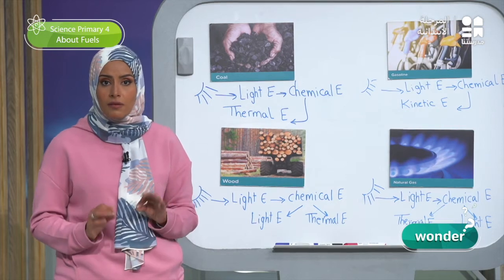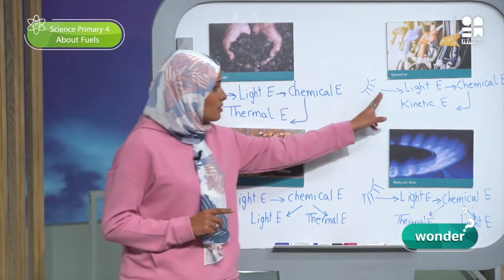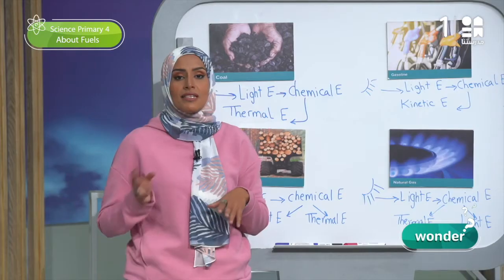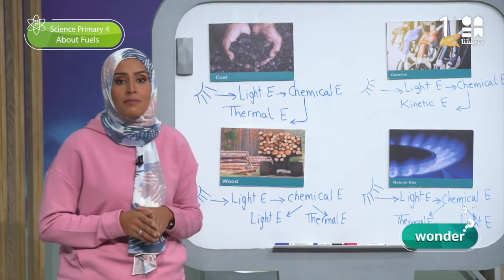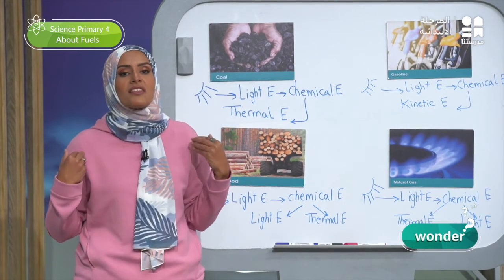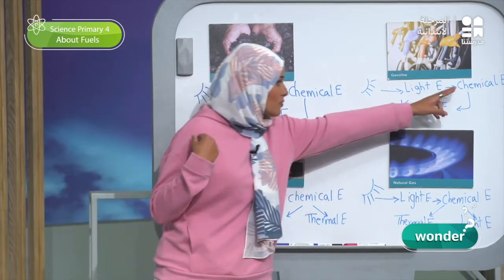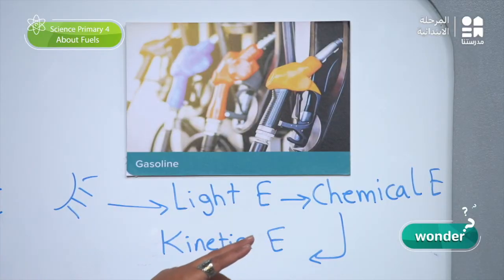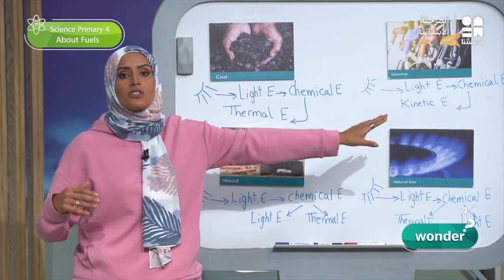She started with the sun, which gives light energy. Light energy to whom? To the plants. After that, the animals eat plants. Plants help animals store chemical energy in their bodies. So we come to chemical energy. Animals die and get buried under the ground for millions of years.